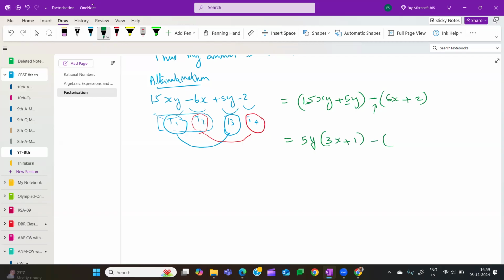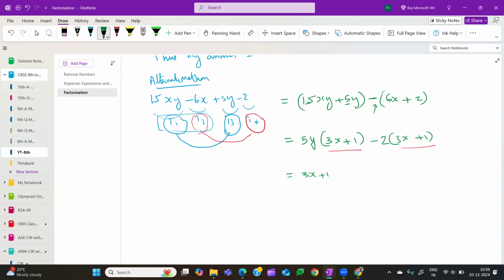Now 6x and 2. What is the common factor here? This is 2 only. When you take out 2, we have 3x plus 1 as balance. Now, are you able to see the common factor between these two terms, 3x plus 1 and 3x plus 1? These are the common factor. So we will now take it out.